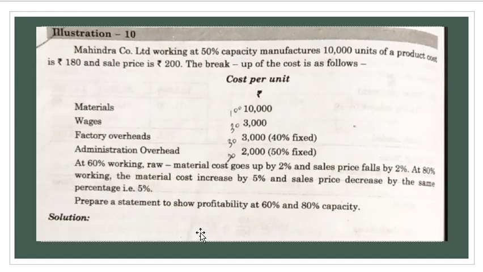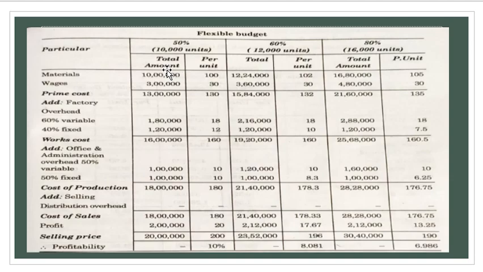In the question they have given, for 50% the sale price is 200. You know the cost of sales, which is 180, and you know the value, which is 18 lakh for 50%, and you know the selling price as well, which is 200 rupees. So the difference, 200 minus 180, will give you the profit, which is 20. So 20 into 10,000 units will give you 2 lakh. So 200 into 10,000 will give you 20 lakh as your selling price.